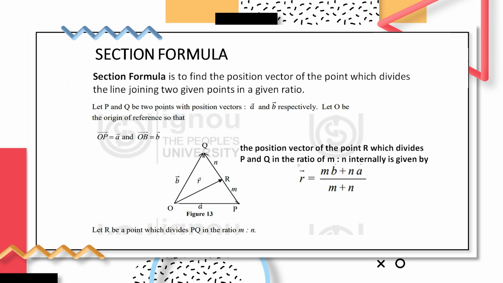And we also understood what the internal section formula and the external section formula are, what a section formula is, and when the point is dividing the line into an equal ratio, how the formula gets modified. All these concepts were covered when we were delivering the section formula in the unit on vectors.